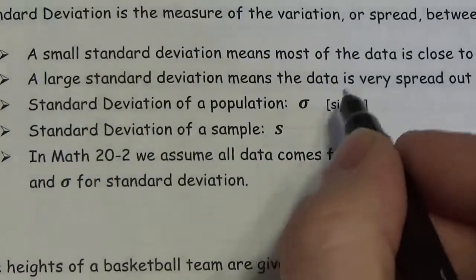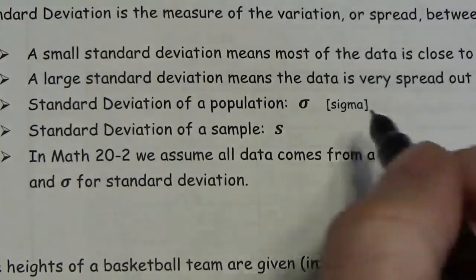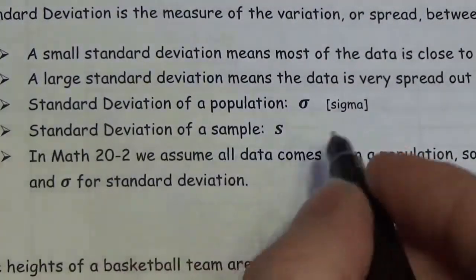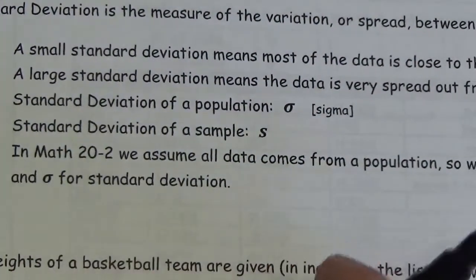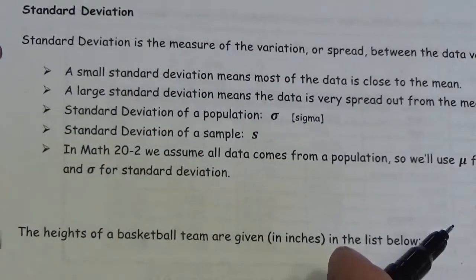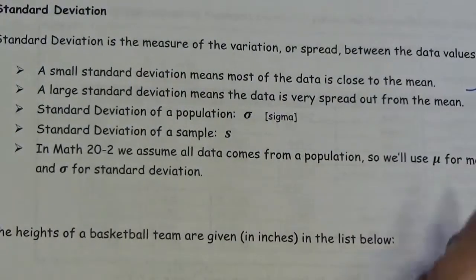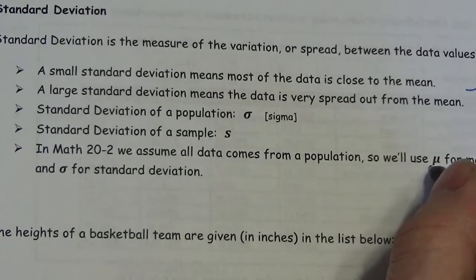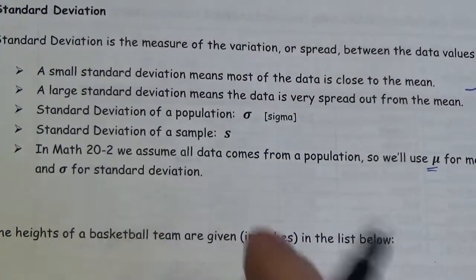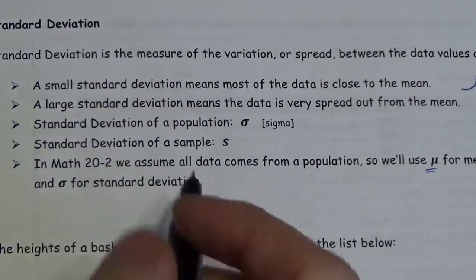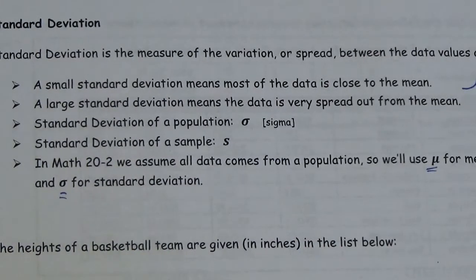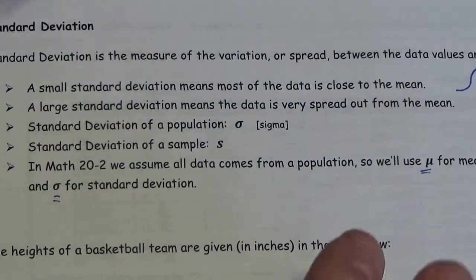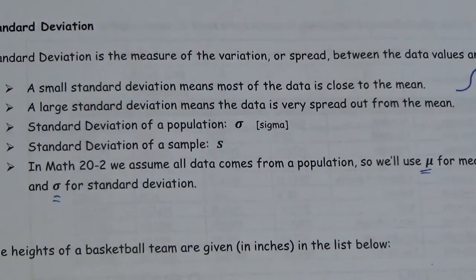The standard deviation of a population, we use the Greek letter sigma for that. If it's a sample, then we just use the letter S. But here in Math 20-2, for this particular course, we're going to assume that the data comes from a population. So we're typically going to use the mu for the mean and the sigma for standard deviation. That'll be our standard for this course as we're getting introduced to these topics. Now I'm going to show you how we can use the calculator to find these standard deviation calculations.